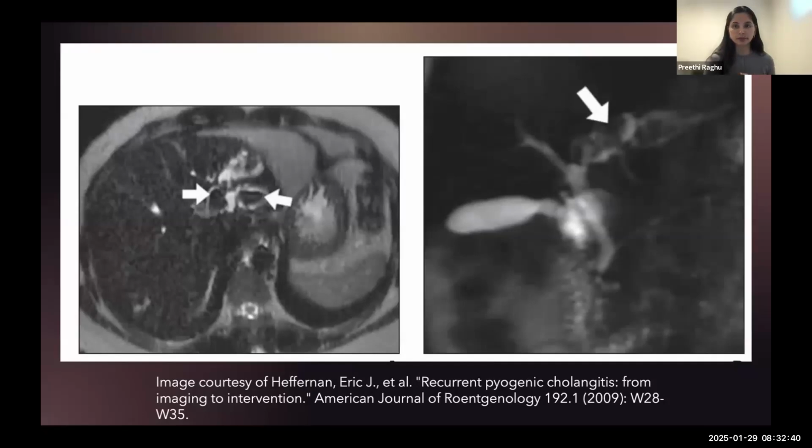And then all these stones on these T2 weighted images will be low T2. These can be quite variable on how they look on T1 weighted images, particularly because they can be pigmented stones. And so we really rely only on T2 for much of this evaluation.